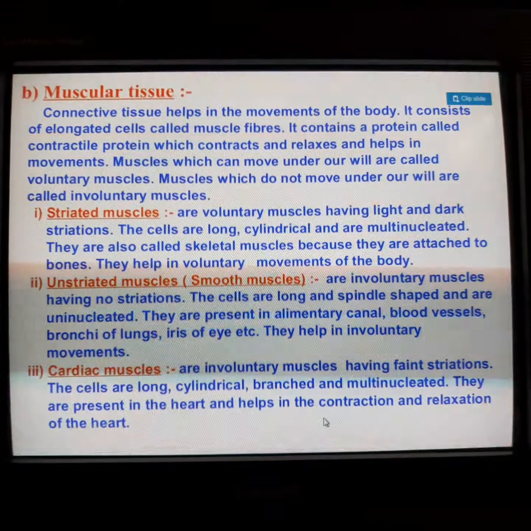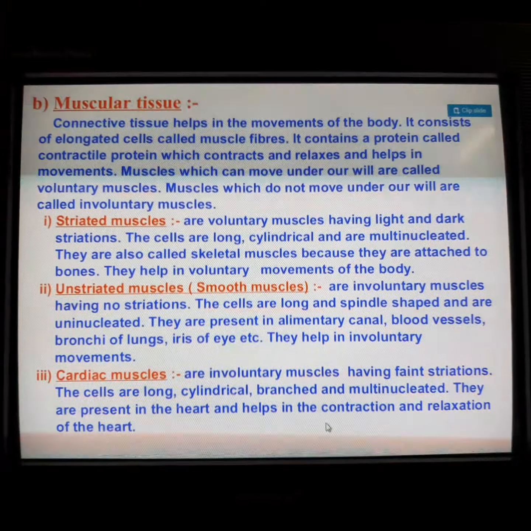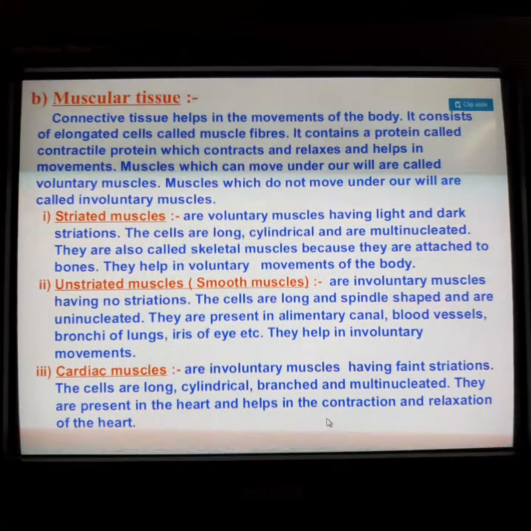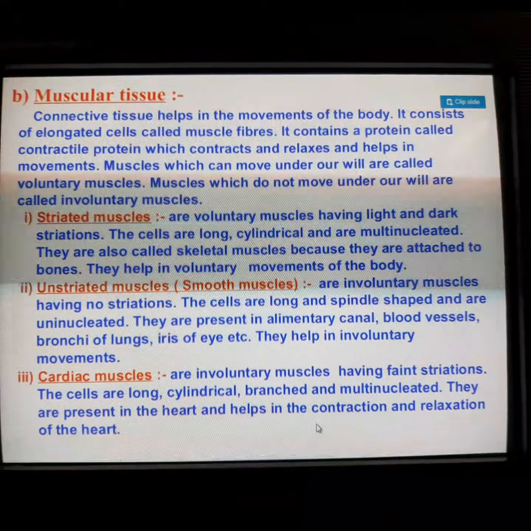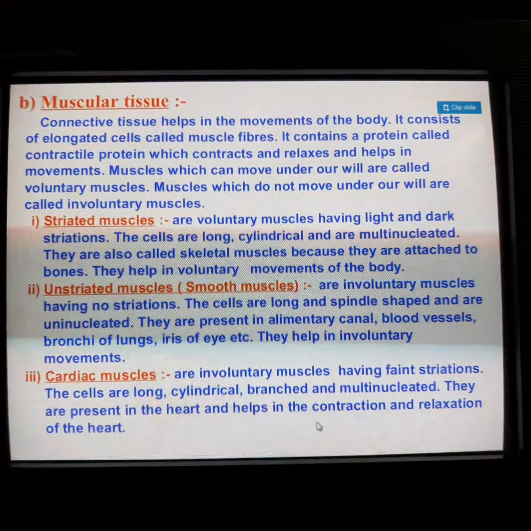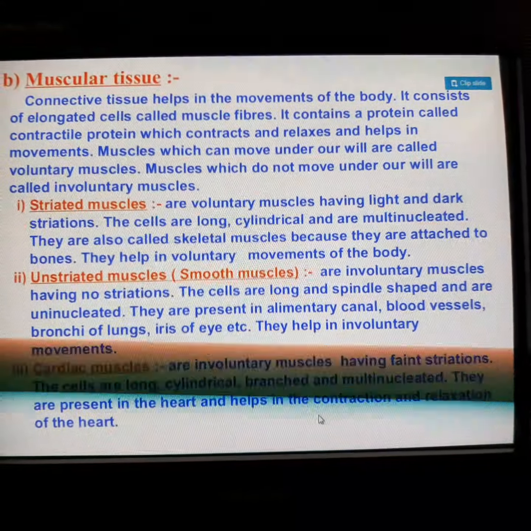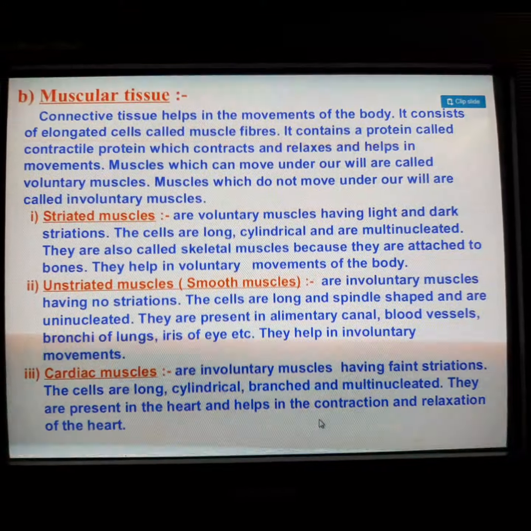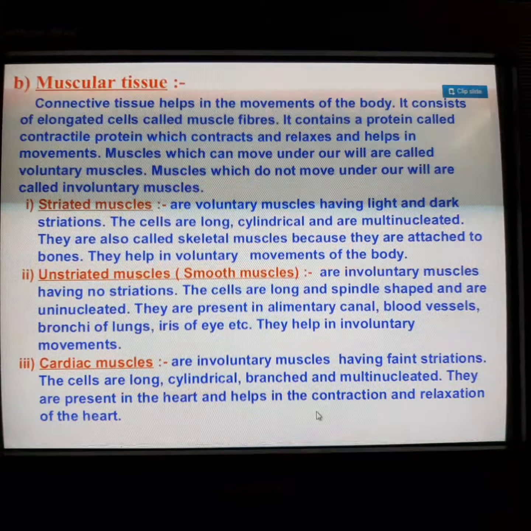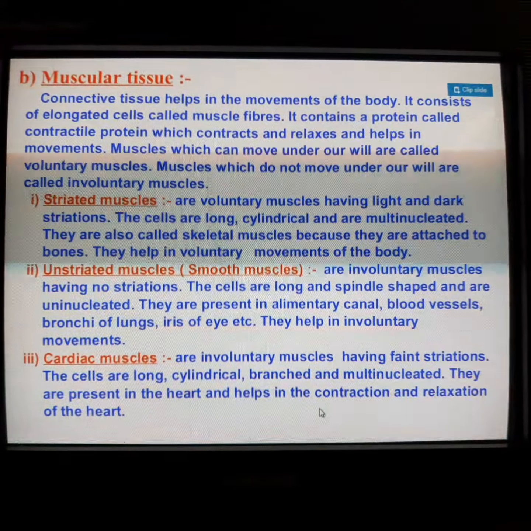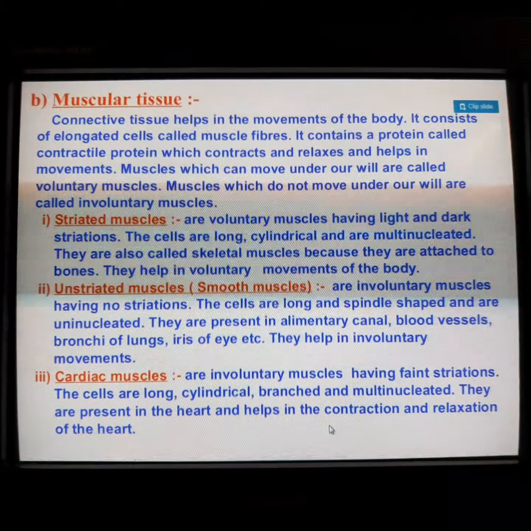Coming to the next one, that is unstriated, smooth or involuntary muscles. Why are they involuntary? Because our brain cannot control the movement of this type of muscle tissue. They are also called the smooth muscle tissues. They are unstriated because there are no alternating light and dark bands present on them, and the cells of the involuntary muscles are long and have pointed ends. They are usually found in the alimentary canal and iris of our eyes.